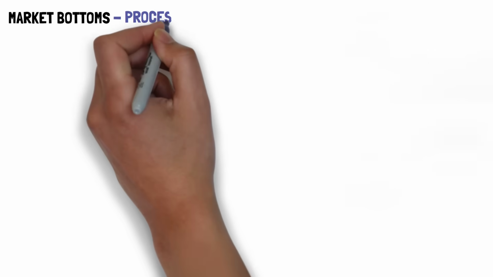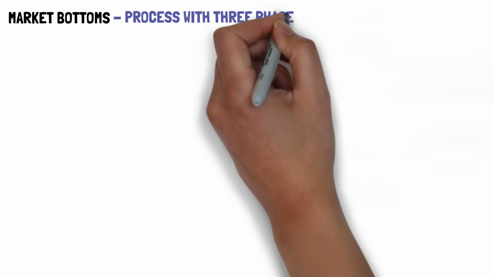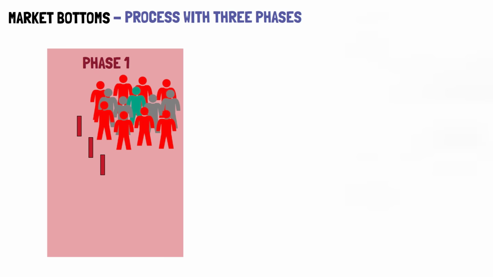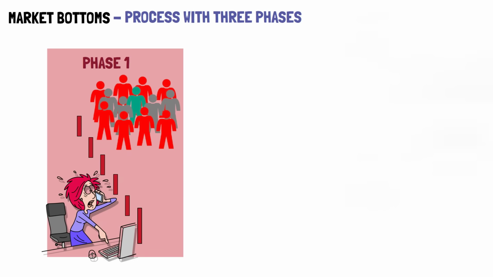Market bottoms aren't single events. They're usually processes with 3 phases. Phase 1 represents the capitulation phase, where sellers overpower buyers, driving violent downward price action. Fear dominates because bad news is abundant.